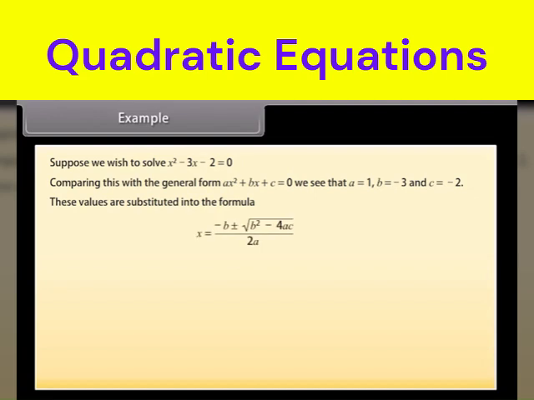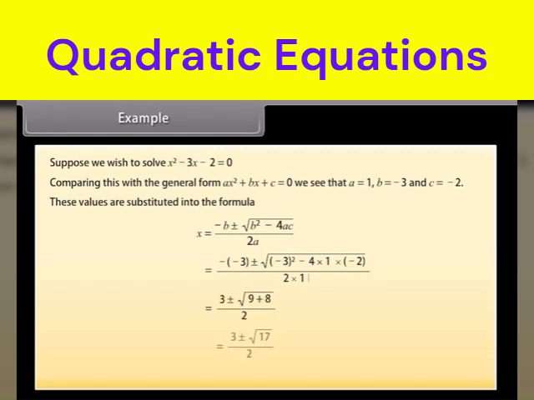It becomes x is equal to -b plus or minus the square root of (b² - 4ac), whole upon 2a, which is equal to -(-3) plus or minus the square root of ((-3)² - 4 into 1 into -2), whole upon 2 into 1. By calculating it, we get (3 plus or minus the square root of 17) upon 2. These solutions are exact.